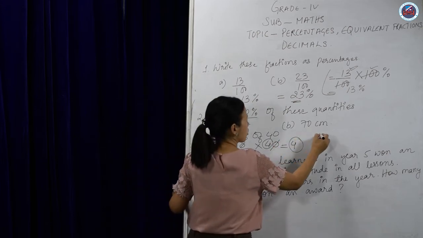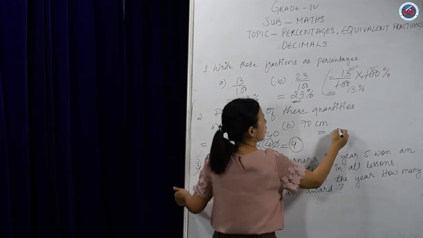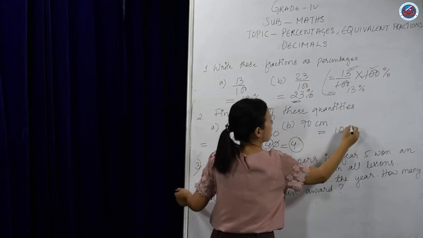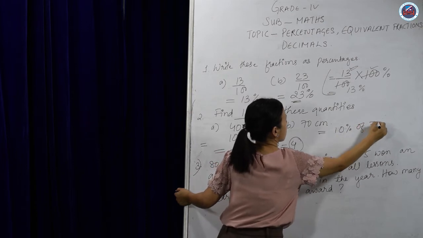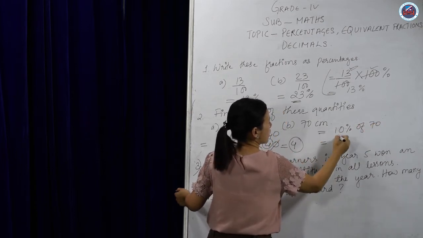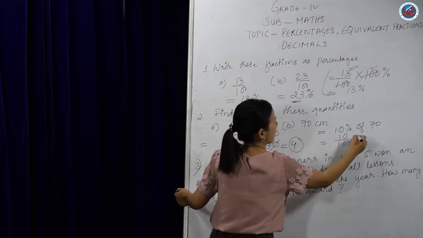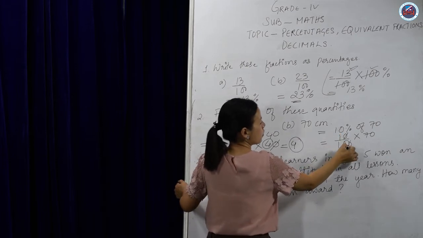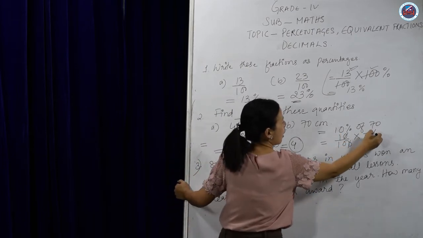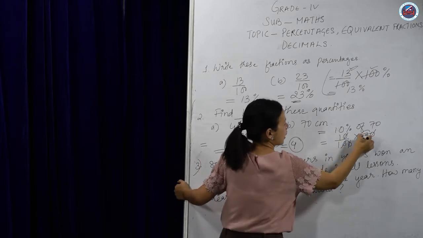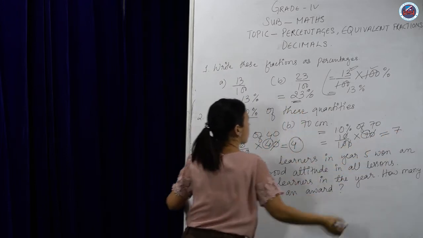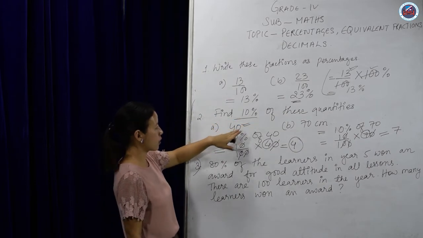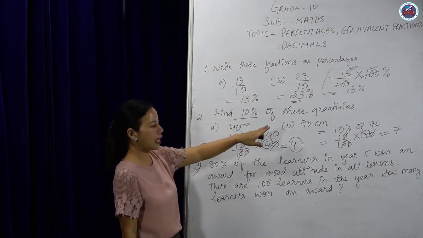Done? Now the next question says 70 centimeter. We're going to find 10% of the 70. So we write 10% of 70. 10% means 10 over 100, multiplied by 70. We do the same thing: 10 up, 10 down, cut it, and then 10 up here and 10 down. So what remains is 7. So our answer is 7. So that's how we find 10% of these quantities, of these numbers, 40 and 70.